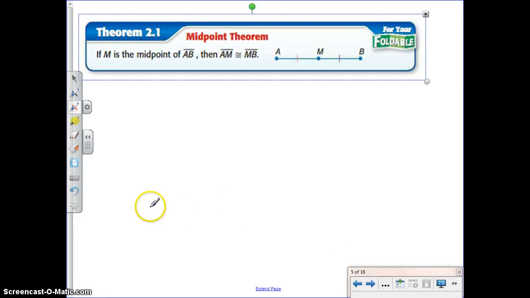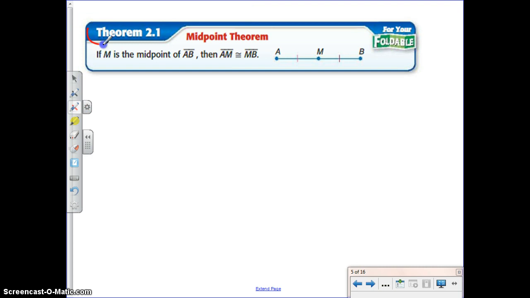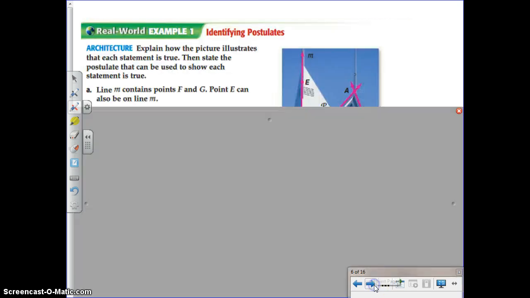And our last big postulate, theorem, or formula, this one happens to be theorem 2.1, just says if M is the midpoint of AB, then the line segment AM is, and we read this as the word congruent, which just means equal to when we're talking about measurement. So AM is congruent to BM. And that's something, again, that we probably know already, but these postulates or theorems now we can take as fact.